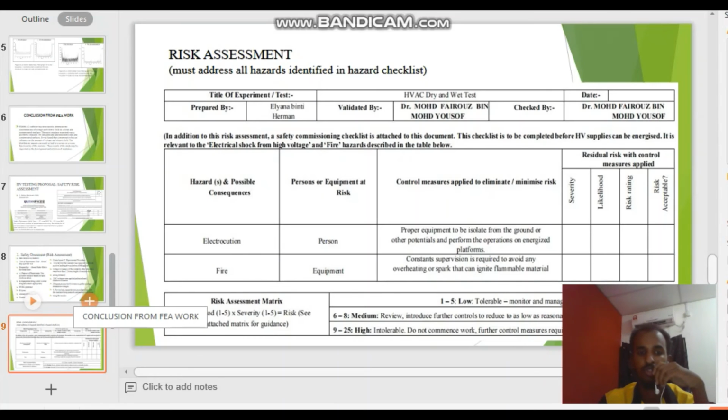Hazard, possibility, consequence: electrocution and fire. Persons or equipment at risk: person and equipment. Control measures applied to eliminate and minimize the risk: proper equipment to be insulated from the ground or other potential, and perform the operation on the energized platform. Constant supervision is required to avoid any overheating or spark that can ignite flammable material.